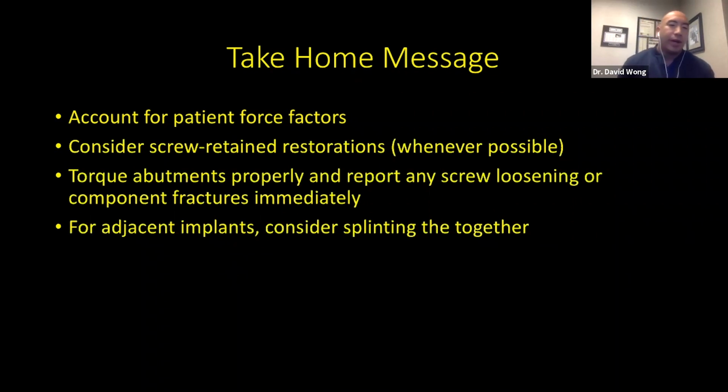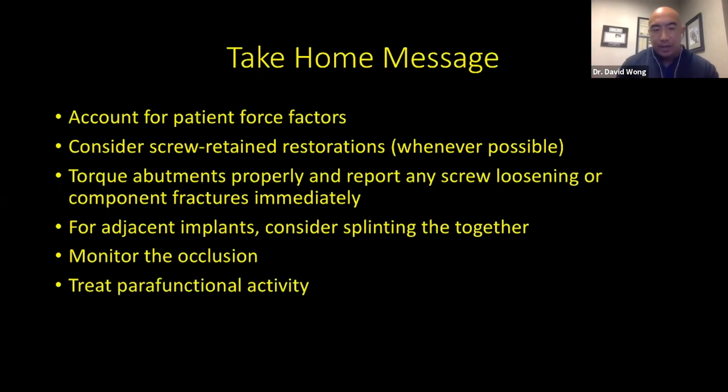For adjacent implants, there's a lot of debate here, but if we're really considering a patient with high force factors where abutment screw loosening is more common, you might want to consider splinting the implants together. That way things get loose a lot less. The downside, of course, is the patient can't floss, and they may not want to do that. So it's just something that you should bring up in conversation with your patient. Finally, monitor the occlusion. Check the occlusion. Put them in a night guard or an occlusal splint as necessary.